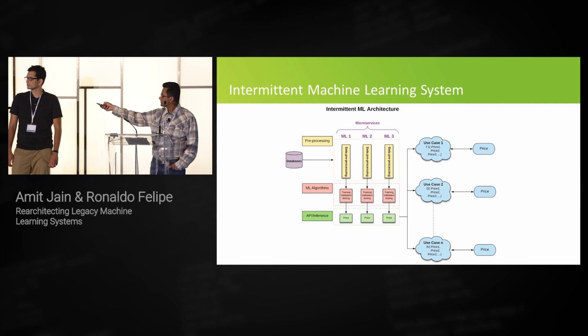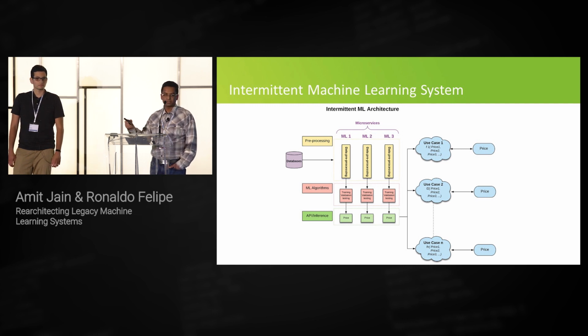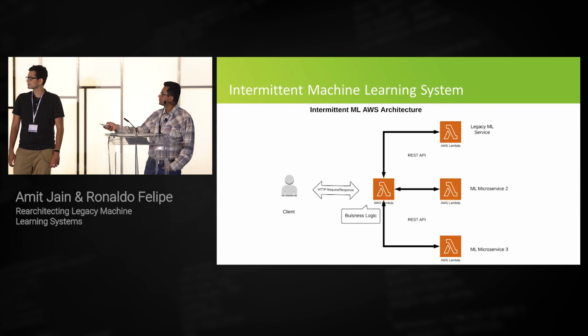So use case 1 is the bidding price, which I told you. Use cases 2 and 3 are other proprietary use cases, which I'm not able to share. And I can explain the whole process in the AWS diagram as well. So this was our intermittent ML system from an AWS perspective.